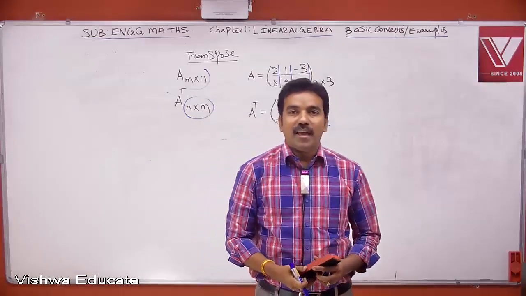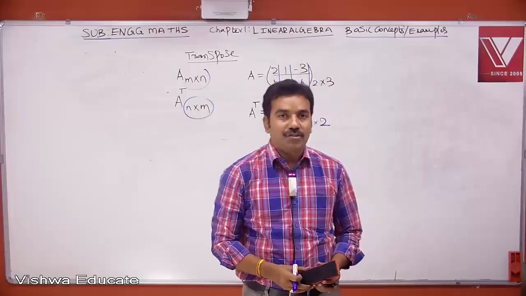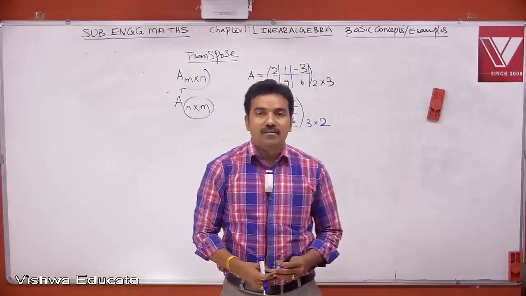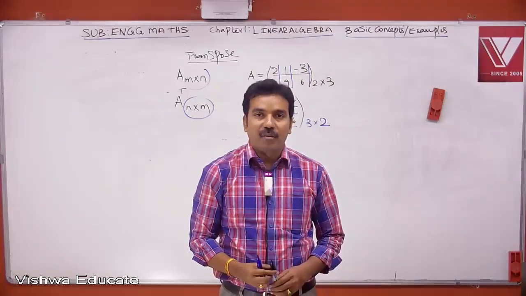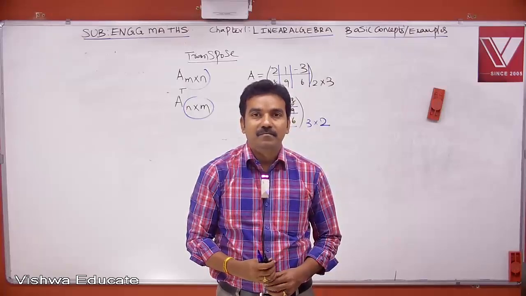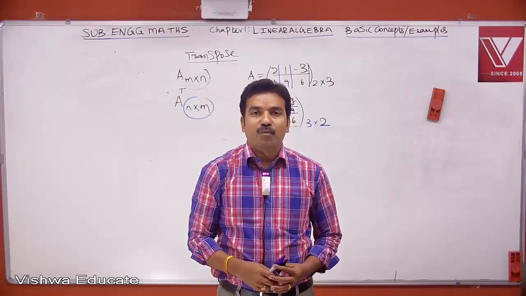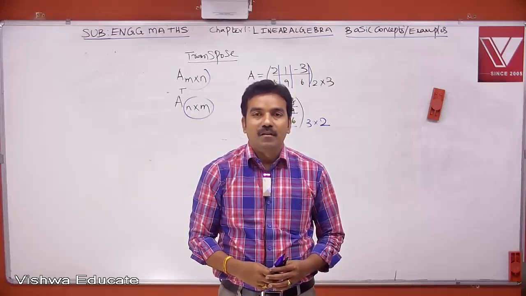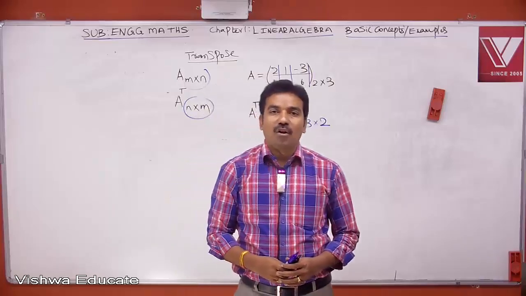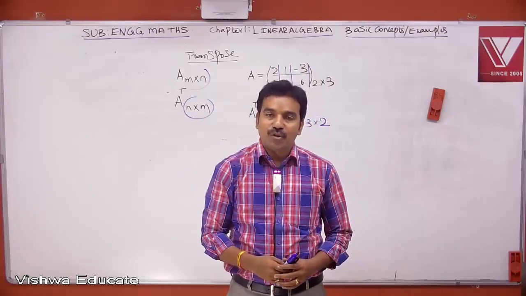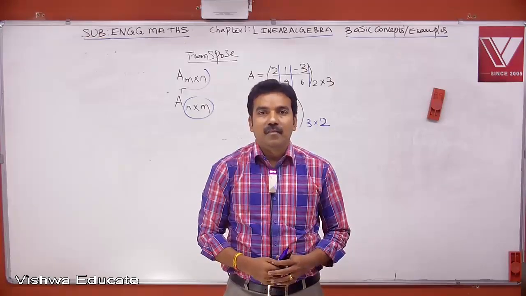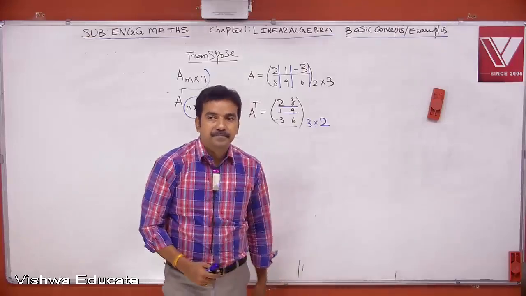Write the definition. Let A be any matrix. The matrix obtained from A by interchanging corresponding rows and columns is called the transpose of A. It is denoted by A power T.